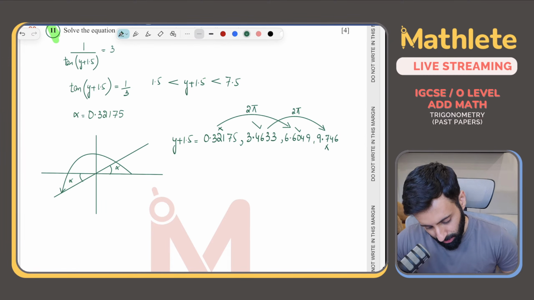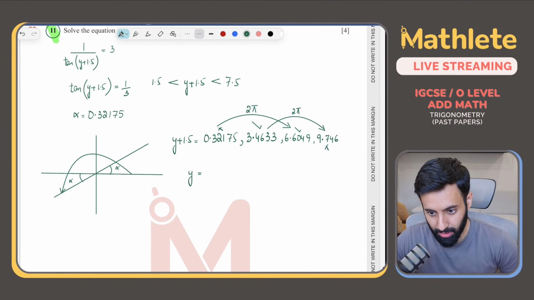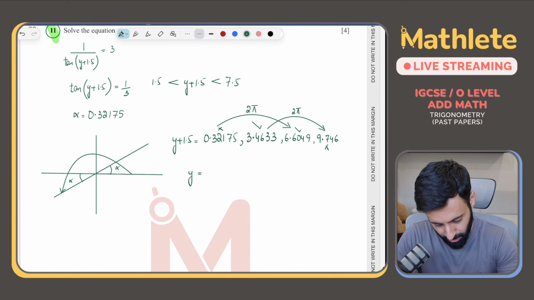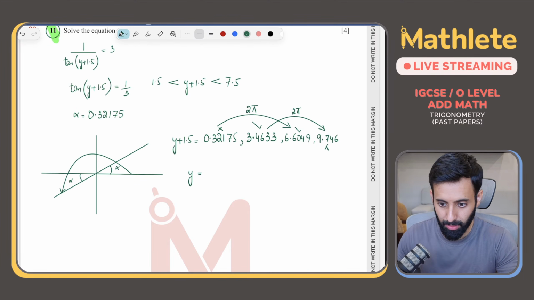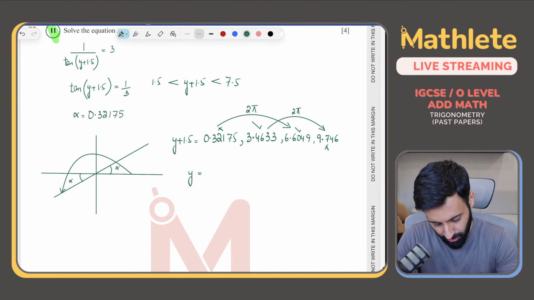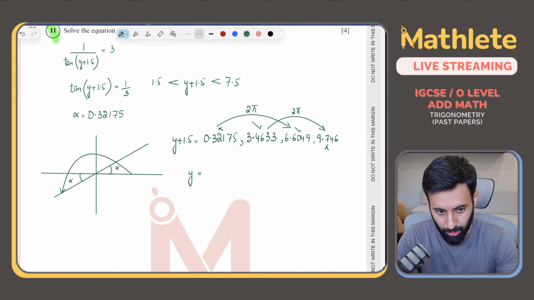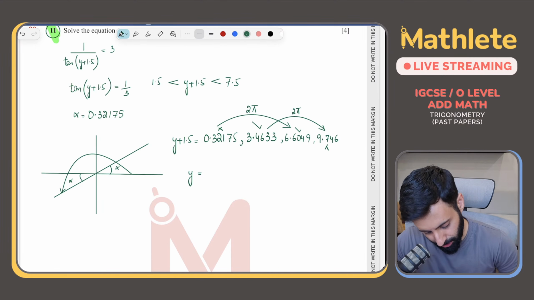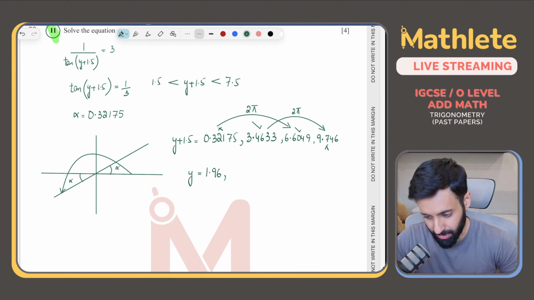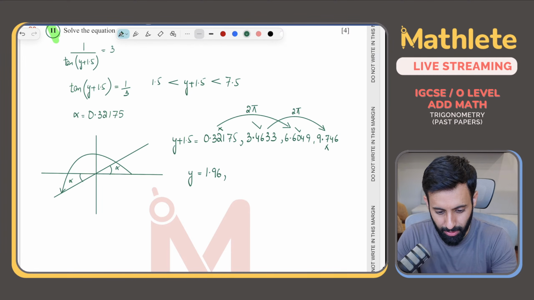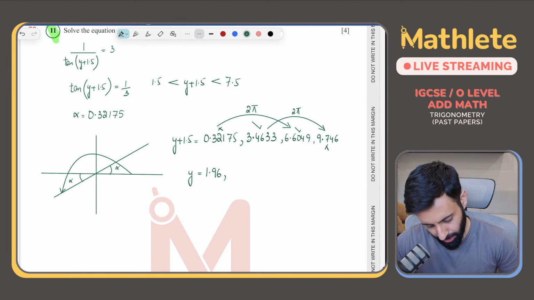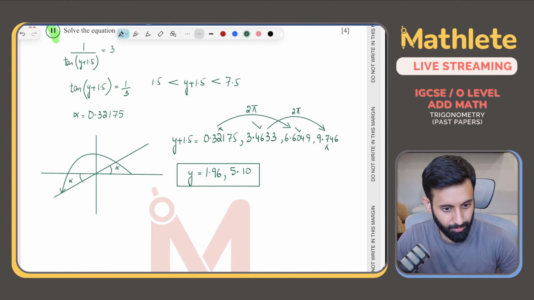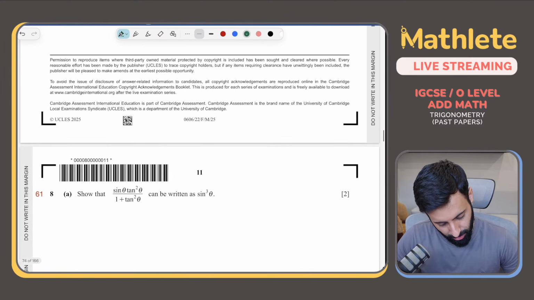Now we have to write down the final answer. There is no scenario where you have to add pi. 3.4633 minus 1.5 is equal to 1.96, correct to three significant figures. Remember, since this is an angle in radians, we're going to write it correct to three significant figures. Then 6.6049 minus 1.5 is equal to 5.1049, so 5.10 is good enough. There you go.